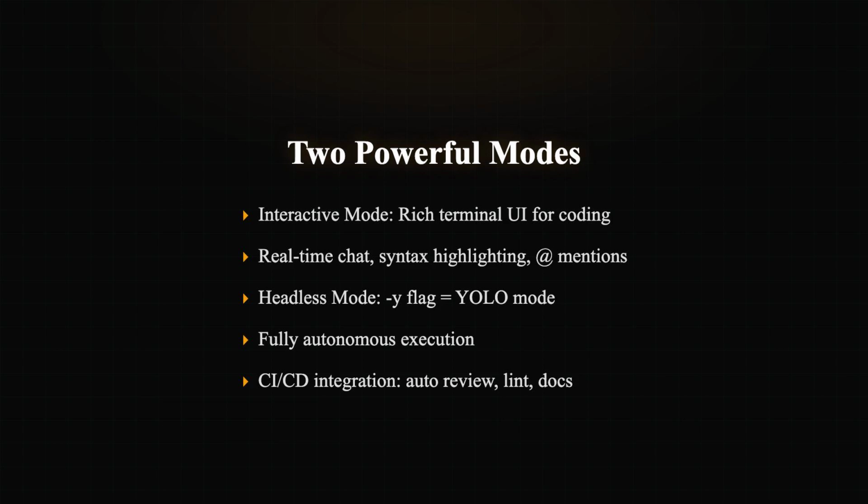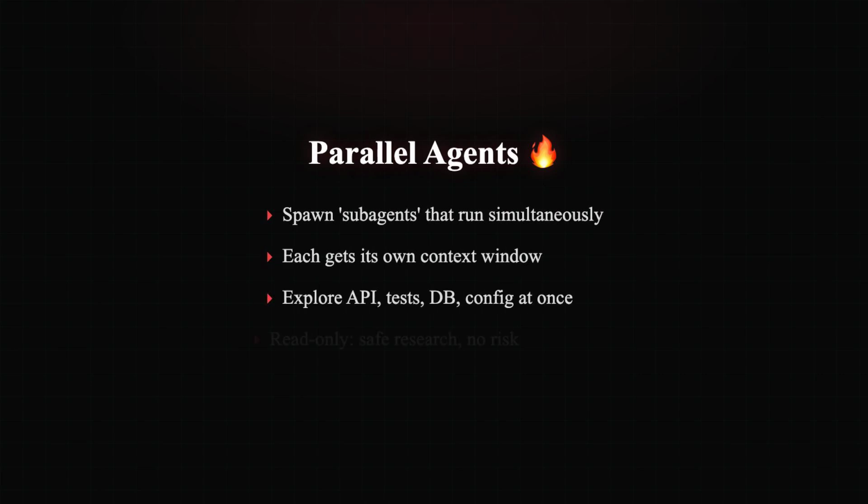Pipe a git diff to Cline and get automated code review. Chain multiple commands together. Integrate it directly into your CI/CD pipeline. Imagine pushing code and having an AI agent automatically review it, fix linting errors, update documentation, and write release notes. That's now possible. But here's where Cline CLI 2.0 gets really powerful: parallel agents.